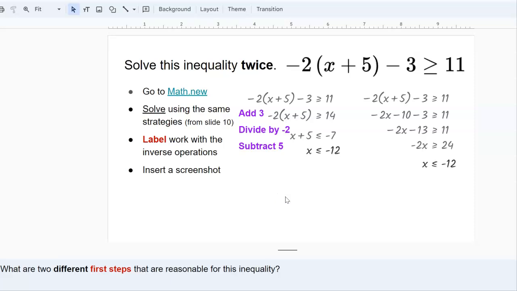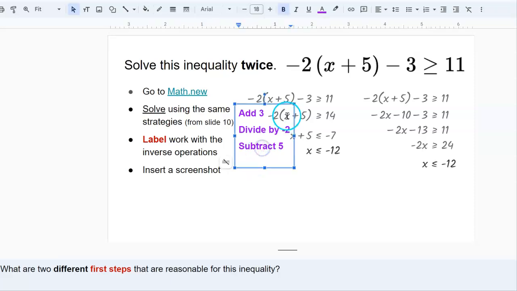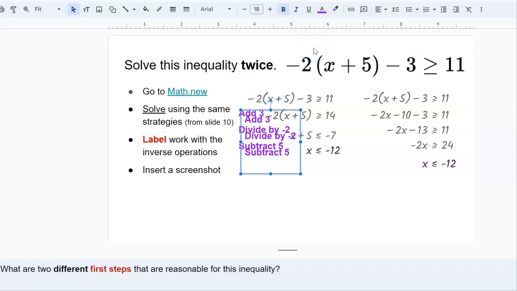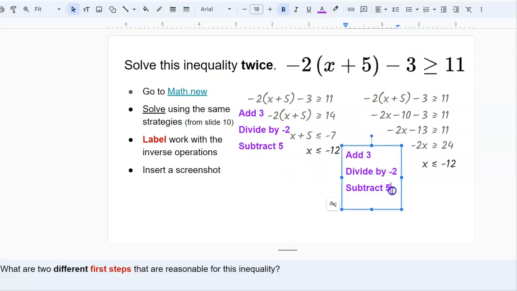Now I'm going to go ahead and use the same text box. I'm going to copy and paste it over to the other one, and you'll notice we did a couple of things here that were not inverse operations. For example, the first thing we did was distribute -2. That is not an inverse operation.